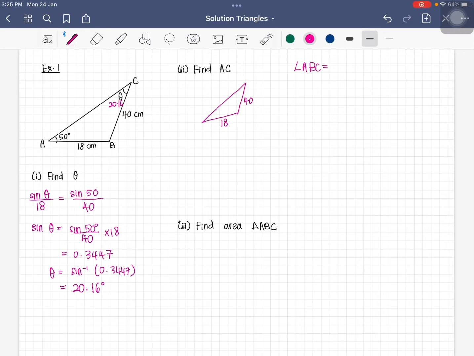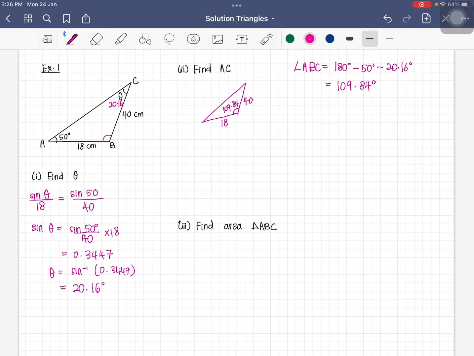How do you find the angle ABC? In a triangle the interior angles add up to 180 degrees, so 180 minus 50 minus 20.16. Therefore ABC is given by 109.84 degrees.